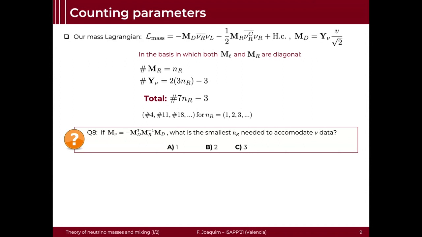Remember that when I say accommodate neutrino data, it means 3 mixing angles that we know are non-zero and 2 delta m squares.